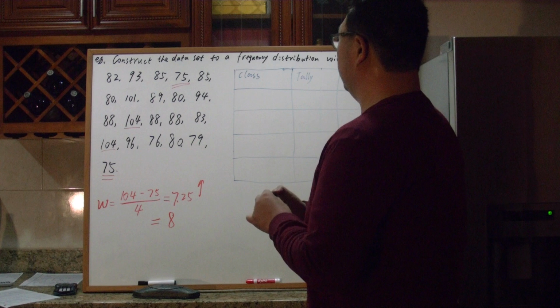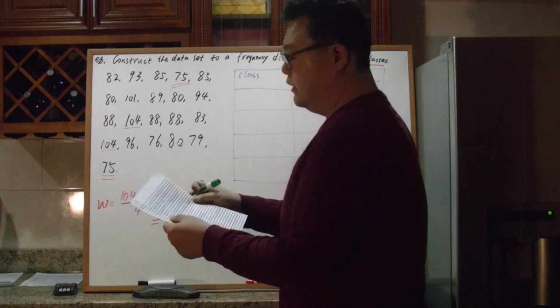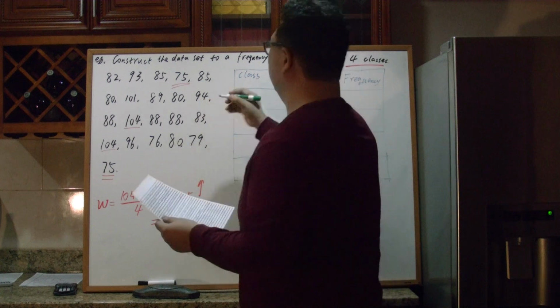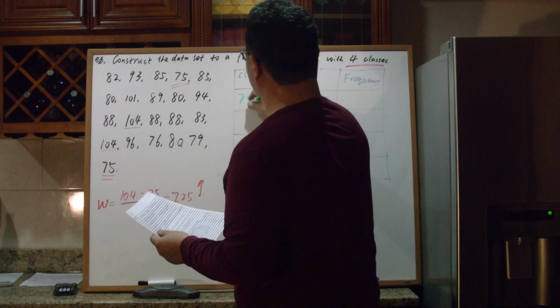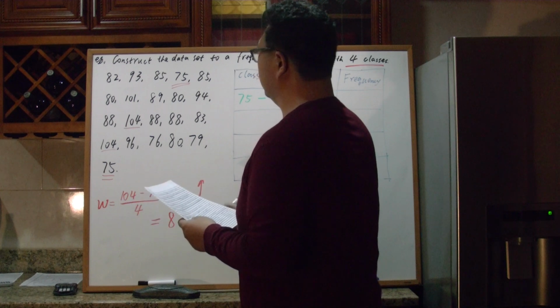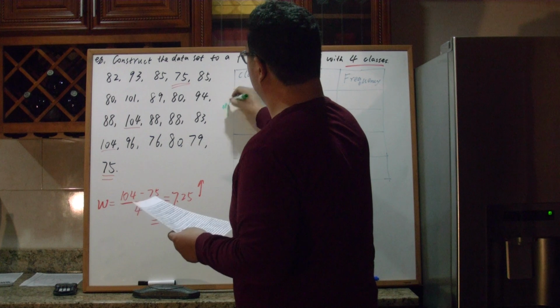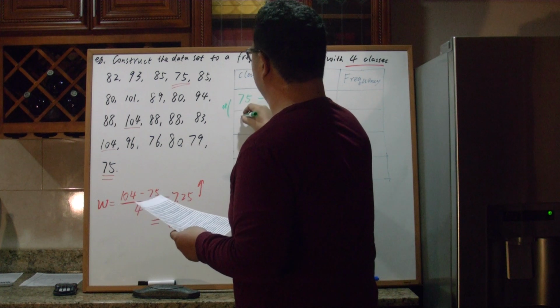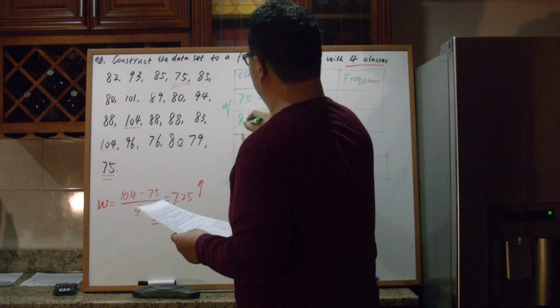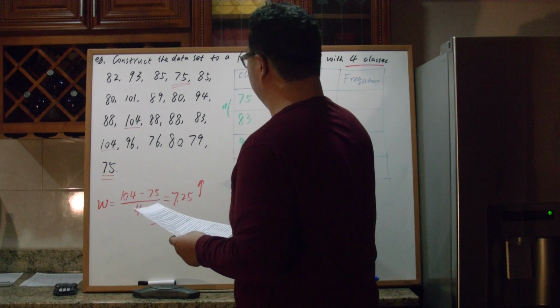Right, and the next step is to put the starting point. For the starting point, the lowest value, 75, is good enough. Then use the width, plus 8, that's 83. Plus 8 to be 91, then plus another 8, that's 99.